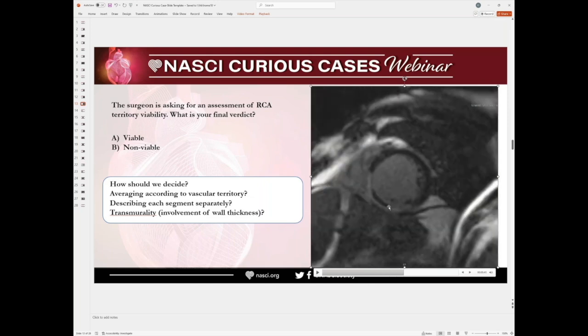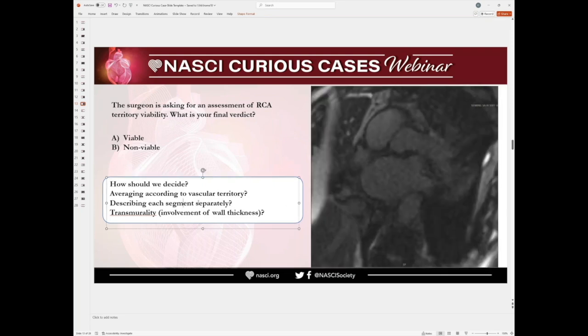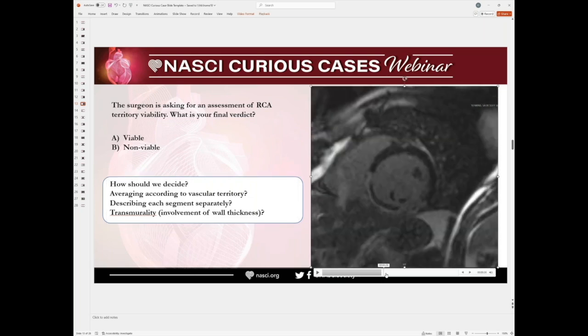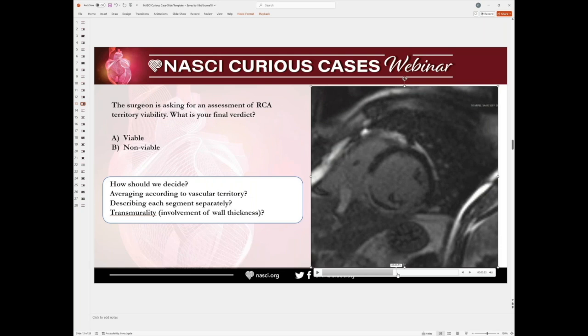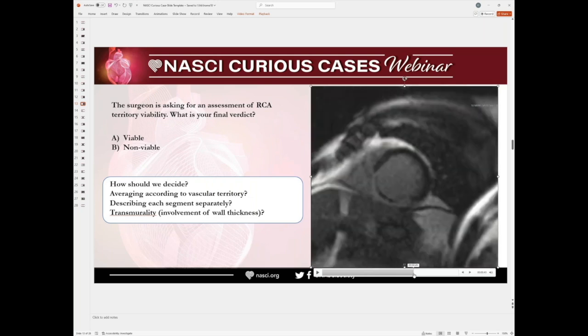We usually try to go with vascular territory. As I said, maybe some of you mentioned it by segments. I'm curious if anybody uses any other method to report this. Sometimes I find it really difficult to report.